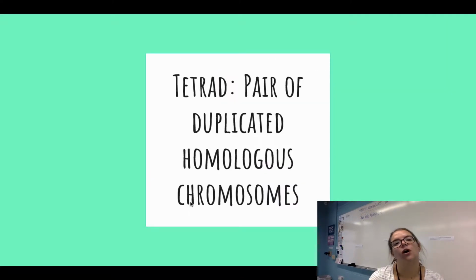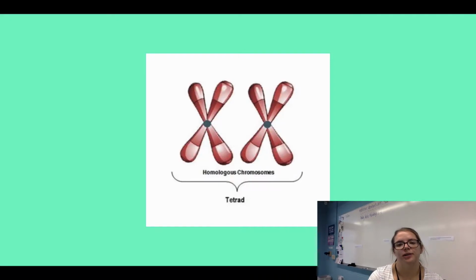Tetrad is what we call when those homologous pairs are duplicated and standing with their homologous chromosome. So duplicated is after replication. So in replication, the DNA will copy itself. And then if it's standing with its homologous chromosome, it's a tetrad. So here you can see in the picture. So one side of this is one chromosome, right? It's been copied during replication.